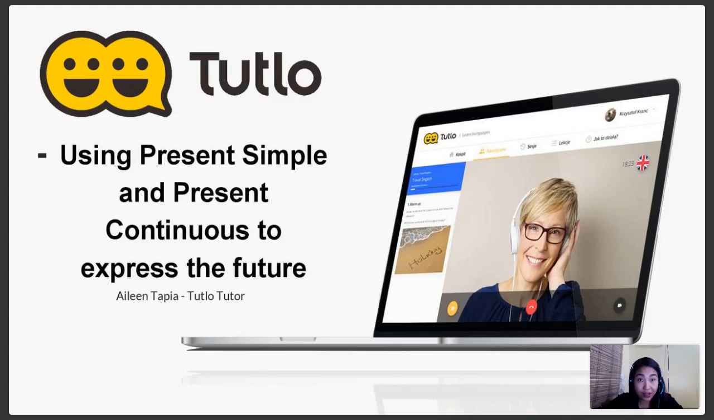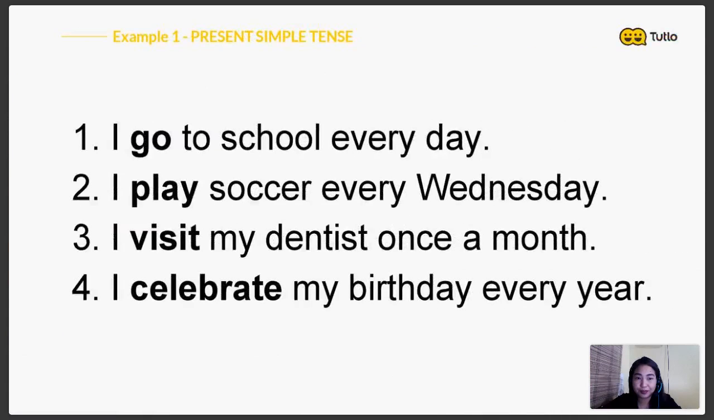I am going to show you some different examples of the present simple. These are four examples. Number one, I go to school every day. Number two, I play soccer every Wednesday. Number three, I visit my dentist once a month. And number four, I celebrate my birthday every year.